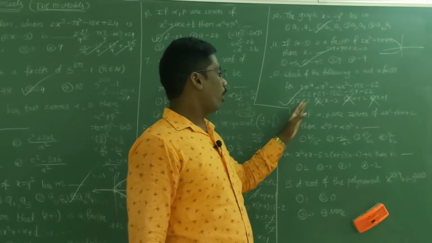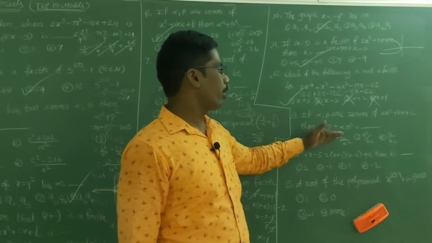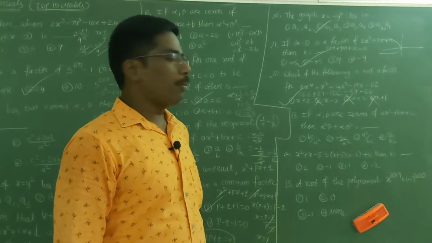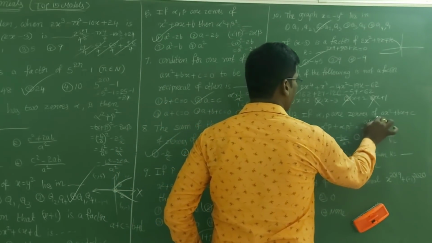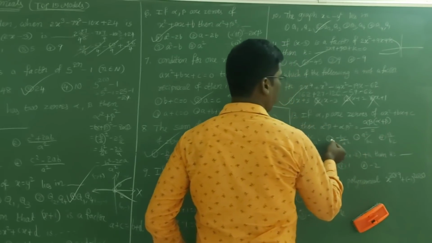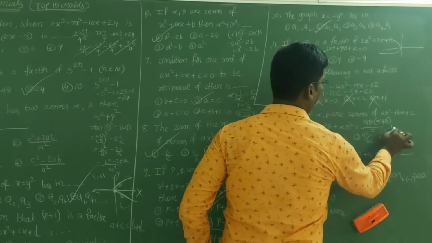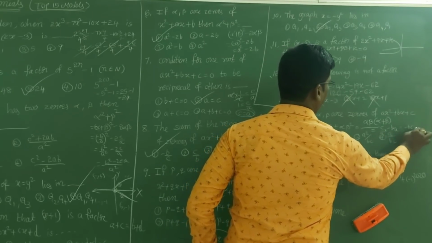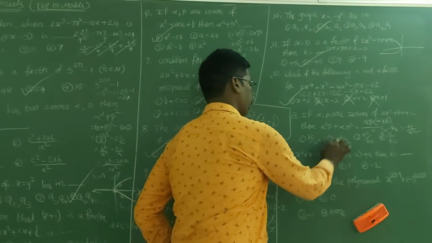Next, if alpha, beta are the zeros of ax square plus bx plus c, then alpha square beta plus alpha into beta square. So take out alpha beta common, then alpha plus beta. So alpha into beta is nothing but in this equation c by a, into minus b by a. So that is minus bc by a square, minus bc by a square. That is the second option.